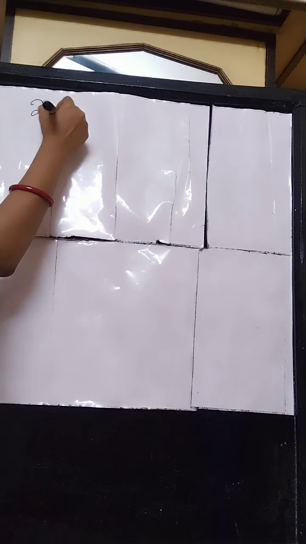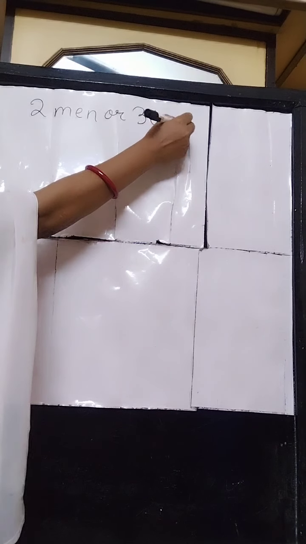Now today also I will show you two special sums of unitary method time and work problems, but here is a simple conversion that you have to note carefully. For example, see, in the sum it is given that two men or three boys can finish a work in 48 days. It is given. Now, there are two units given. Two men or three boys.